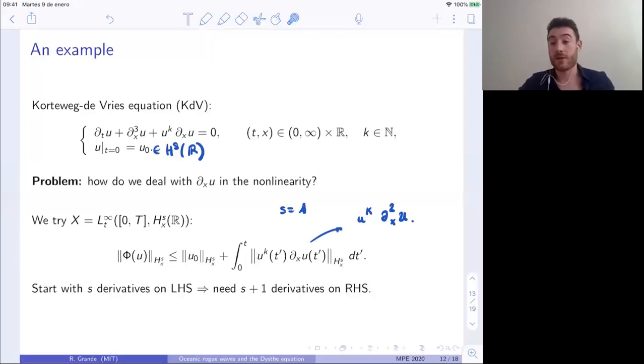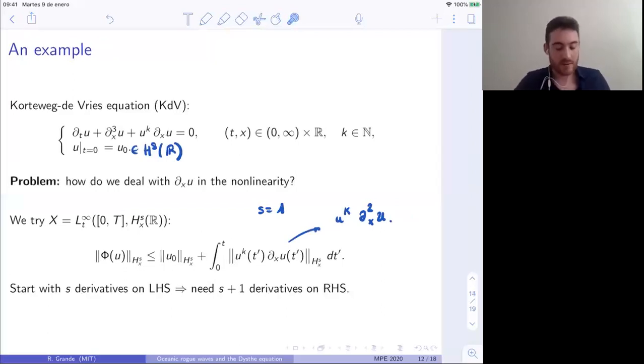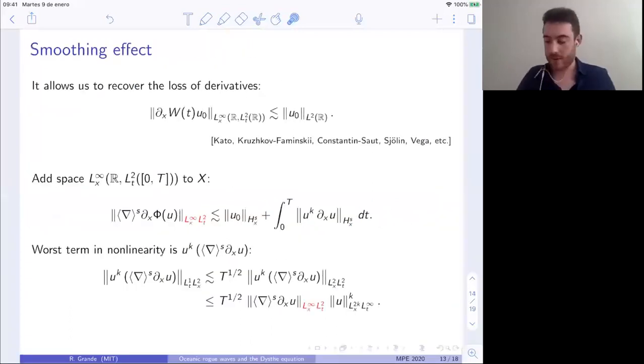And in dispersive equations, it's actually difficult to deal with. So here's one technique that is actually quite useful, and I want to discuss today. Here's the smoothing effect.